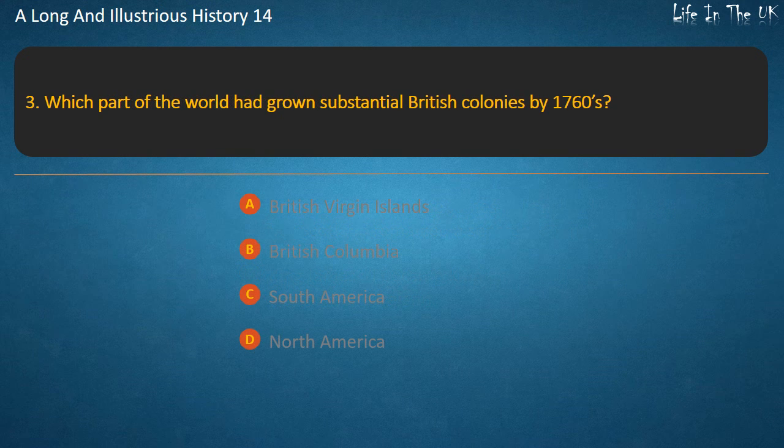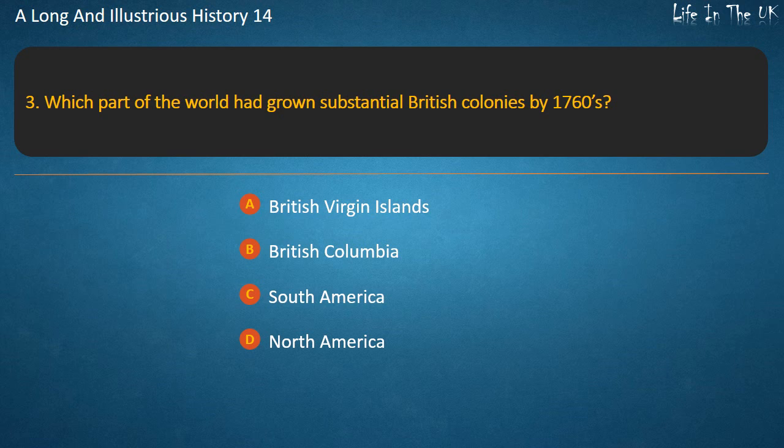Question 3. Which part of the world had grown substantial British colonies by 1760s? British Virgin Islands, British Columbia, South America, North America. Answer. North America.